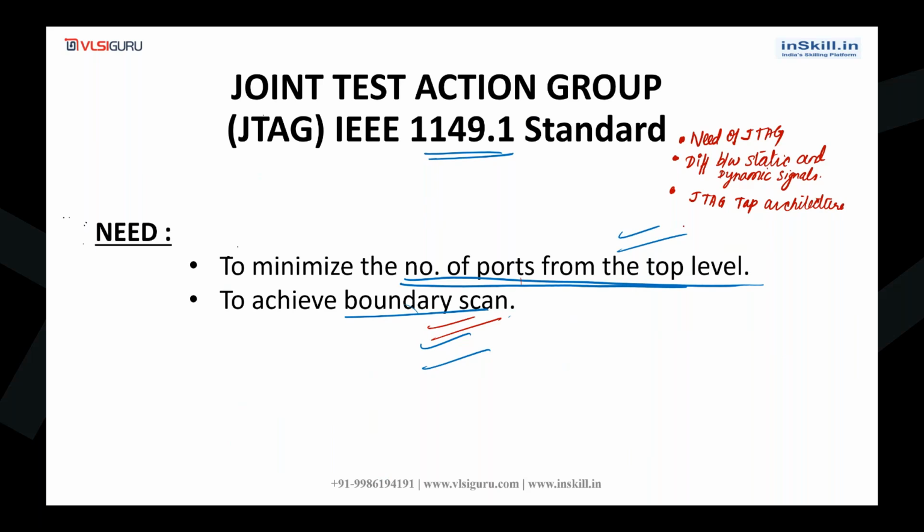Then we will try to understand the JTAG controller. The JTAG controller is actually a 16-state FSM. When we are understanding the JTAG controller, we will also simultaneously understand how, with the help of JTAG, you are able to minimize the number of ports from top level. When we are understanding the various states of this JTAG FSM, we will understand how you are able to minimize the number of top level ports.